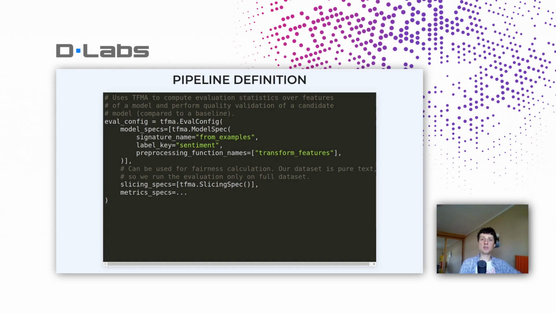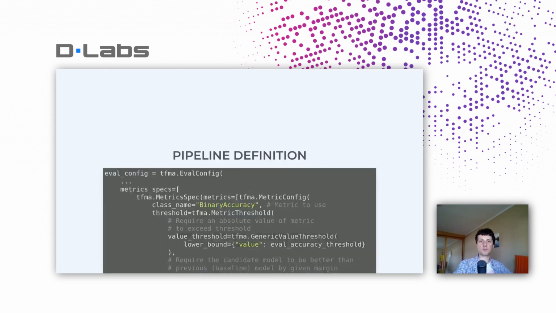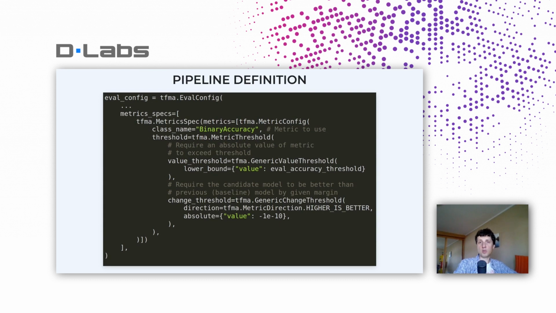In our example, we don't have anything to slice our dataset on because our dataset just has this one input feature that is the raw text. So we are configuring only the overall slicing spec, which means the whole dataset. And the last element of the configuration is the configuration of the metrics themselves. And we will be configuring binary accuracy, and we are only doing this in a declarative way.